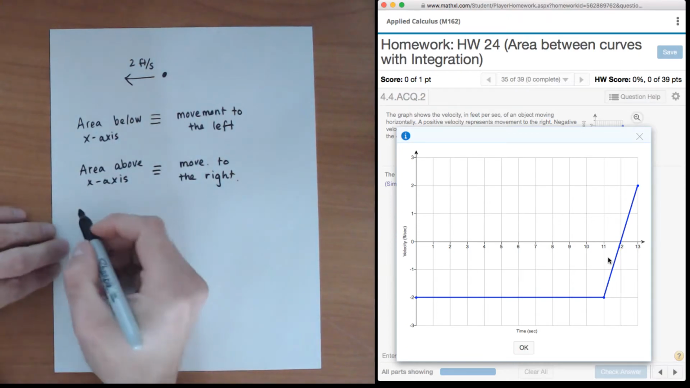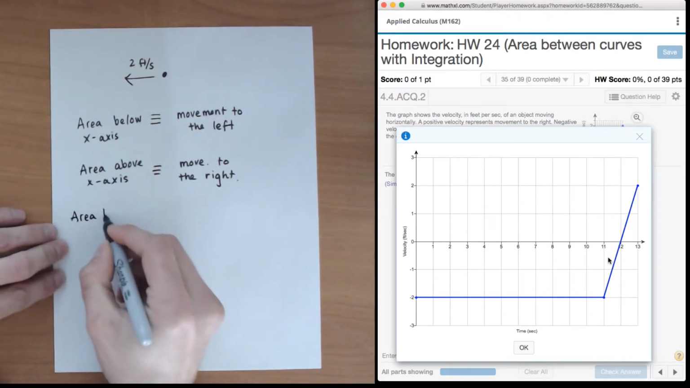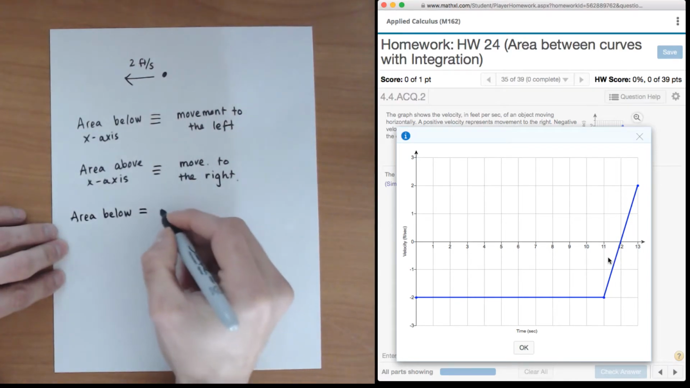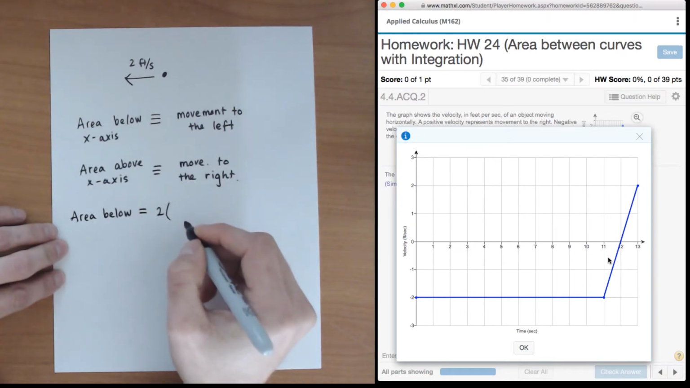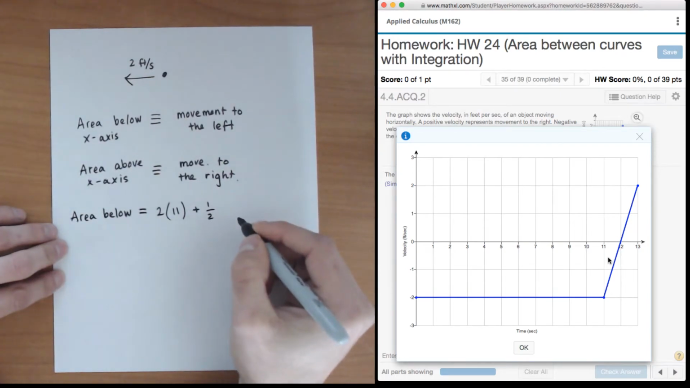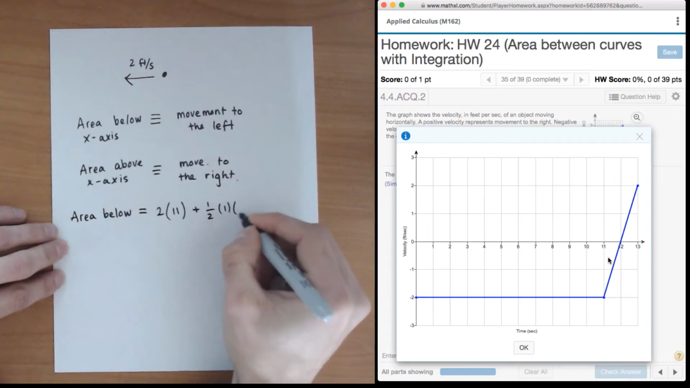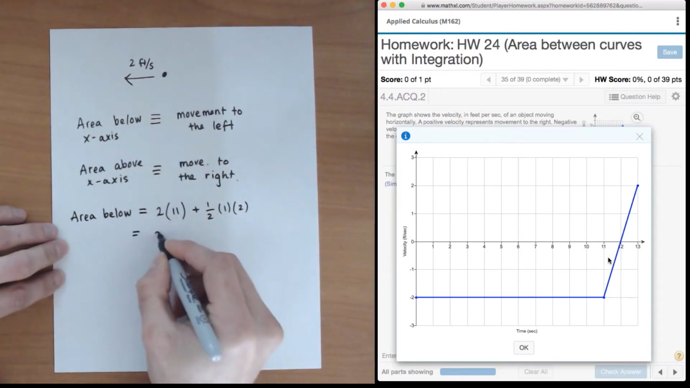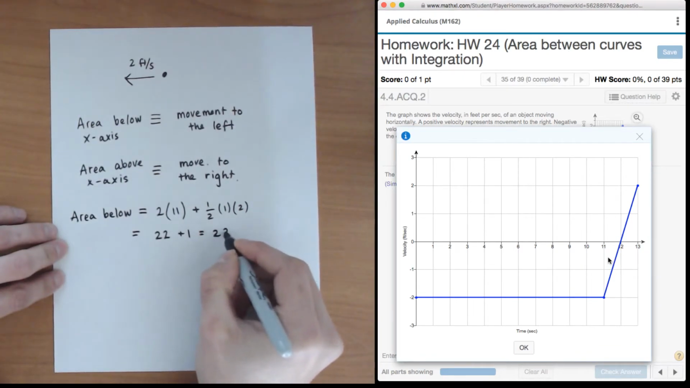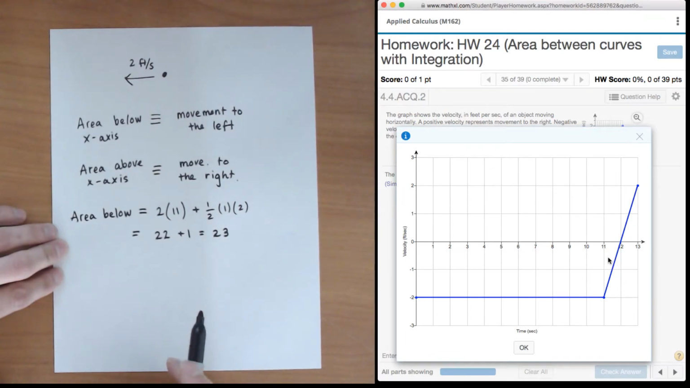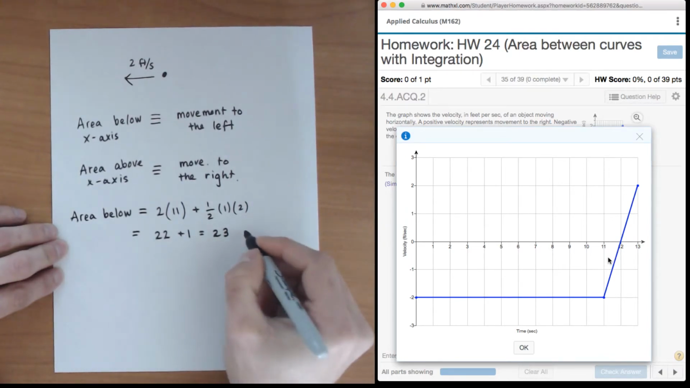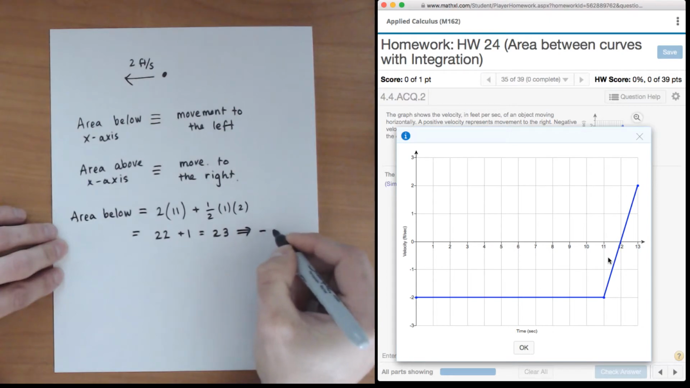So it looks like the area below is the rectangular portion, so that'd be 2 times 11 plus 1/2 base times height, where the base is 1, the height is 2. So we get 22 plus 1, or 23. Now, because this area falls below the x-axis, we'll go ahead and think of this as a negative area. So -23.